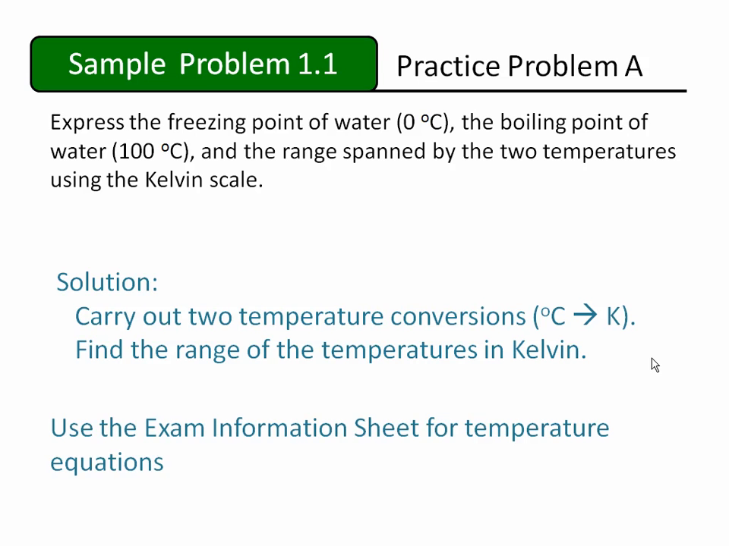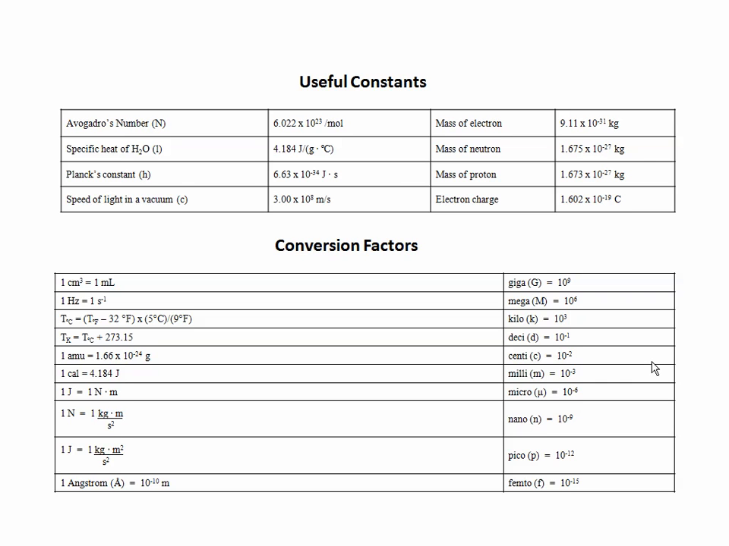The easiest way to do this will be to look at the exam information sheet for our temperature equations. The exam information sheet accompanies all of your quizzes, written quizzes, and exams in this course. The top part of the exam information sheet starts with useful constants and conversion factors. And if you look at the fourth equation down in the conversion factor category, you see an equation that relates Kelvin temperatures to Celsius temperatures. This is the equation that we will have to use to solve this problem.